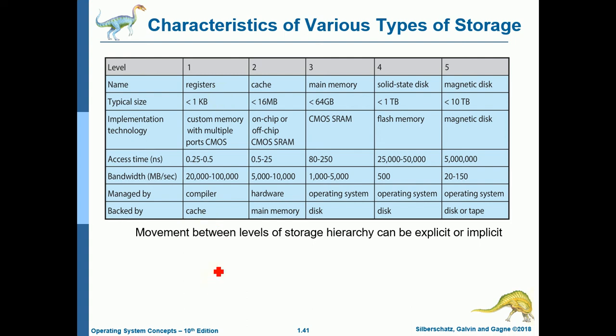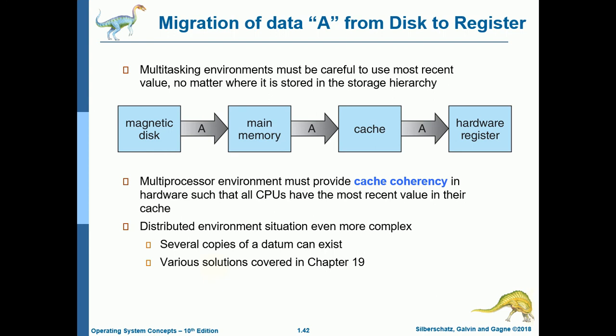Movement between levels of the storage hierarchy can be explicit or implicit, for example the migration of data A from disk to register. Multitasking environments must be careful to use the most recent value no matter where it is stored in the storage hierarchy. For example, when the hardware register needs data from the magnetic disk, the request goes to the cache, then to the main memory and then the magnetic disk, and the magnetic disk will send the needed data to the main memory.